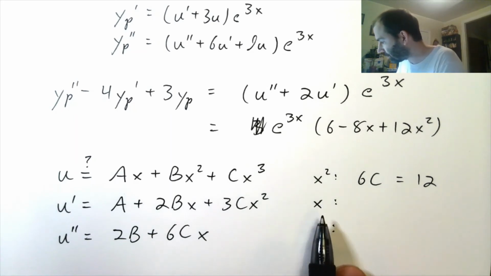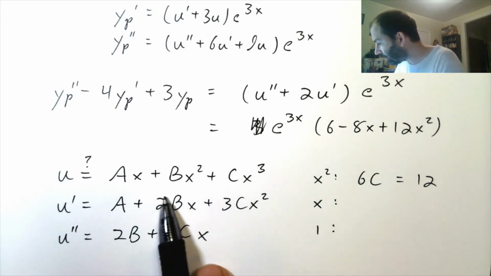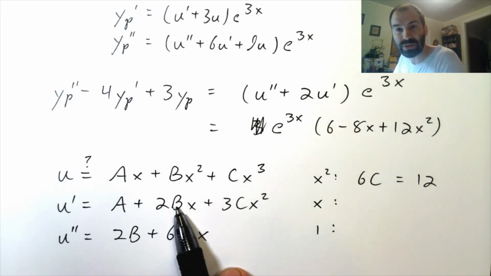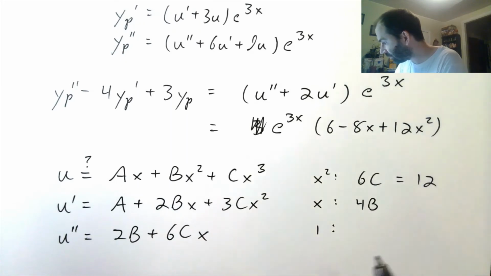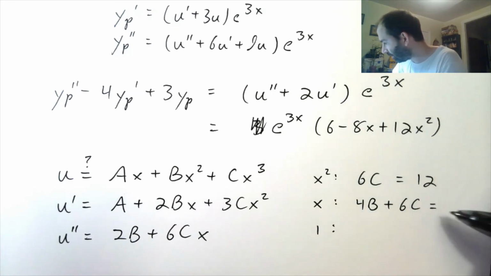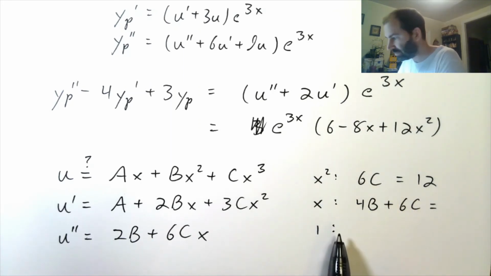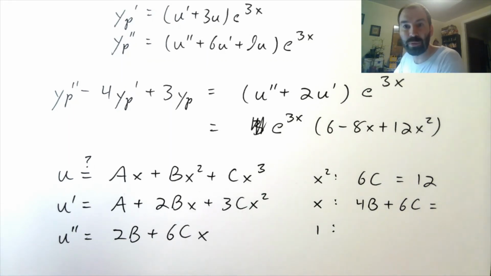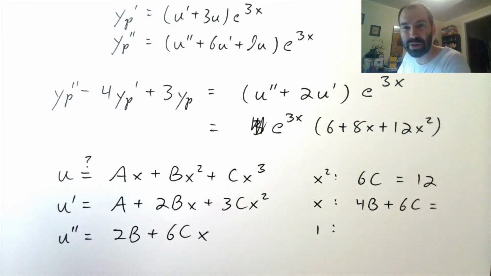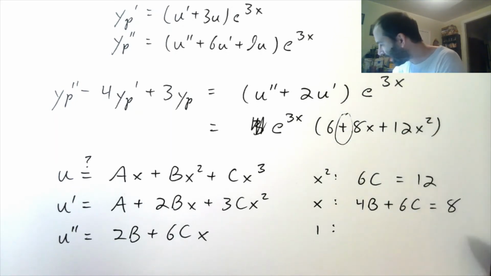Now for the x terms. Where can I get x terms from? Well, I can get them from u prime, and I can get them from u double prime. u prime is multiplied by 2, so I'm going to have 2 times 2b, that's 4b. And then plus u double prime, which is 6c. I think I made a mistake while I was saying that. That should be a plus. So check that out. That's a plus. That should be equal to 8.